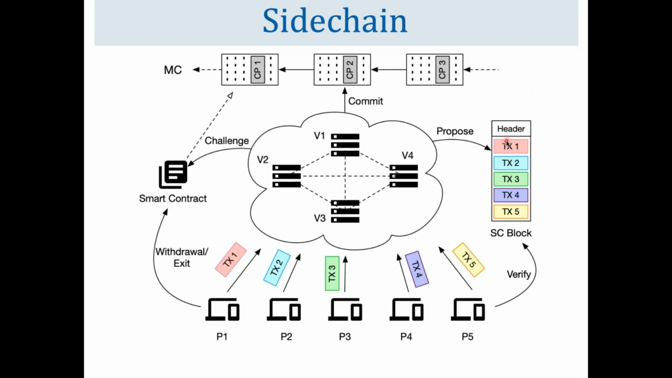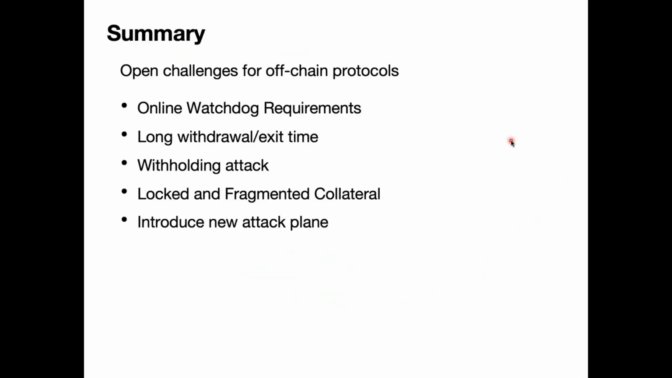If it refuses to publish the content, everyone will not know what's inside the block, and they cannot provide the proof of possession to the smart contract. So they cannot withdraw or exit from the sidechain, right? And here is the withholding attack.